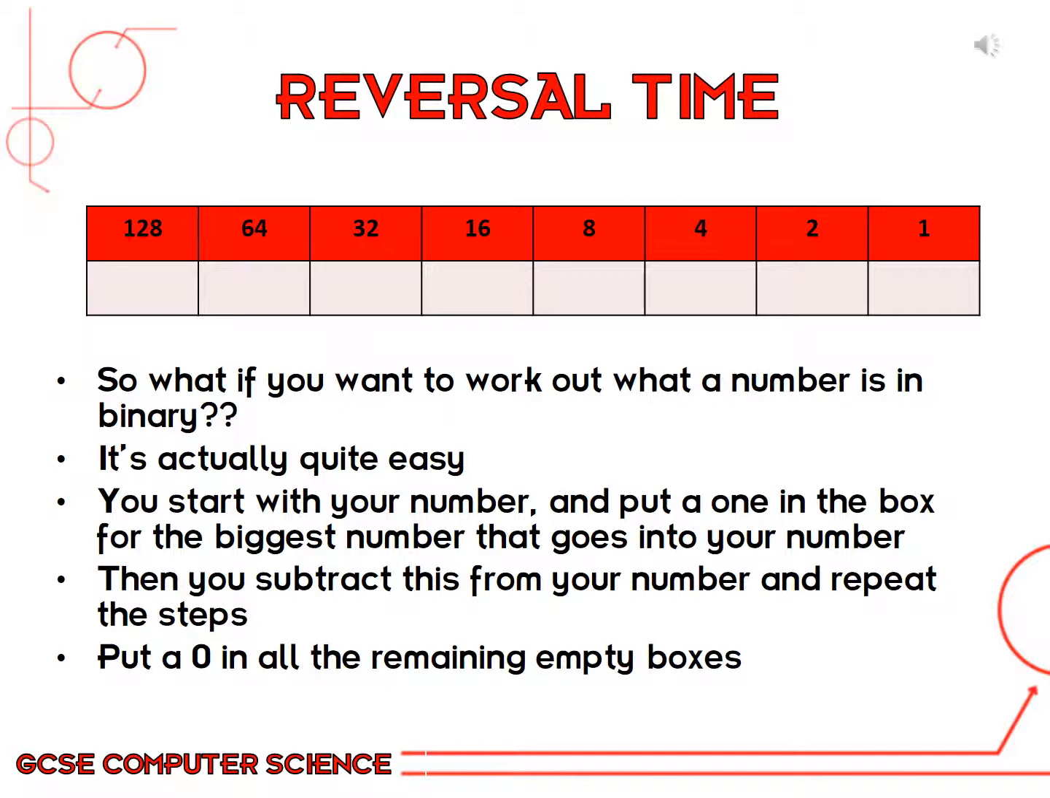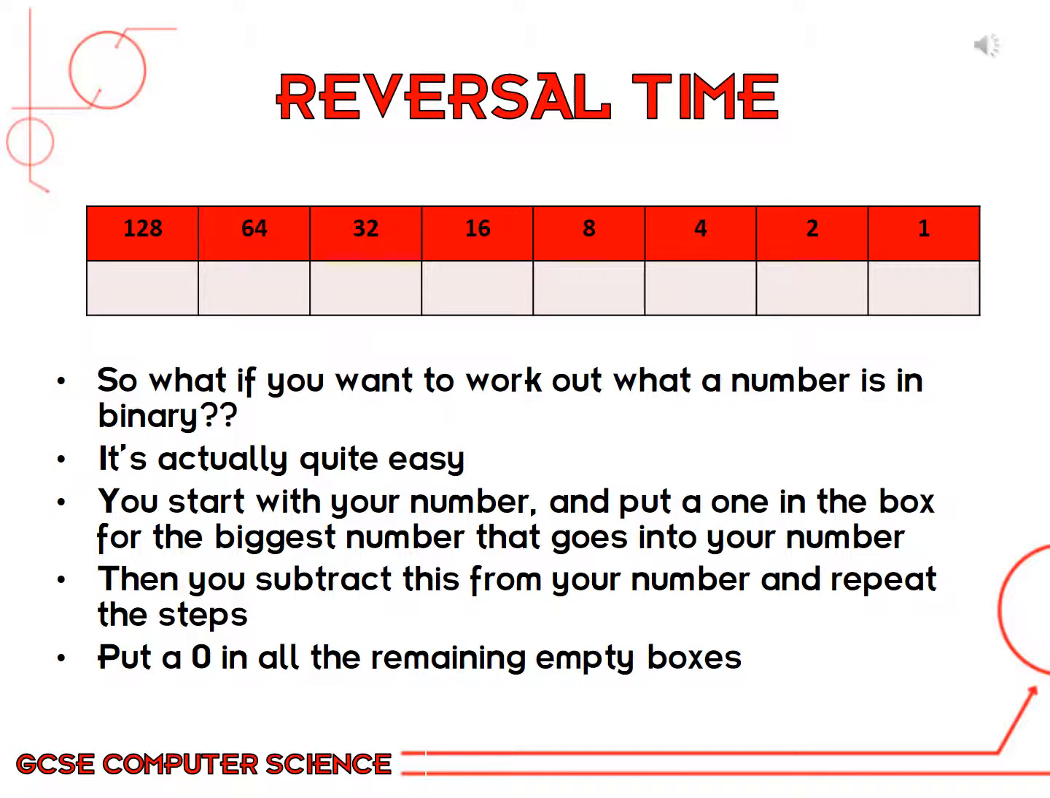So if you have to do it the other way and you want to convert from denary into binary, then what we have to do is start with the biggest number that fits into your number. So if we use the number 86 from before, the biggest number that goes into 86 is 64. So you put a 1 in, and you need to subtract 64 from your number and carry on. So 86 minus 64 is 22.